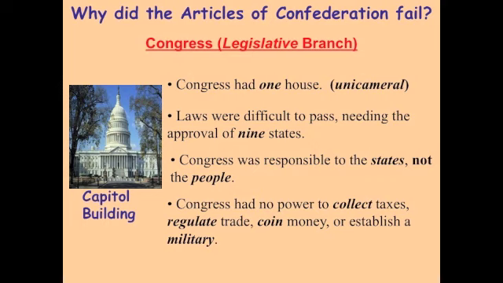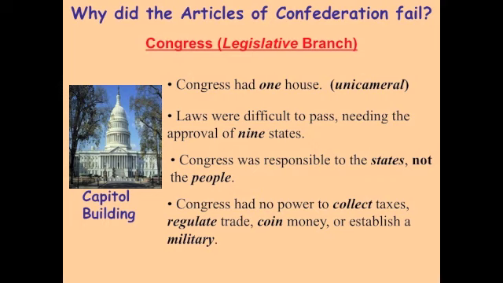And then finally, the legislative branch, the Congress, the one thing that we did have, but it was too weak to actually support this new and growing nation. The Congress under the Articles of Confederation had one house. It was unicameral, which we talked about before. And you needed 9 states to agree on passing laws, which is very difficult if they were constantly fighting and bickering with one another.